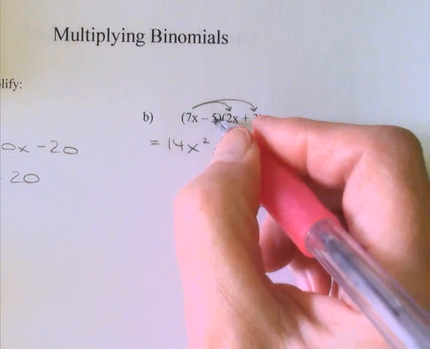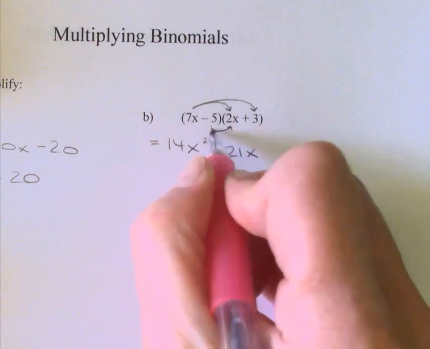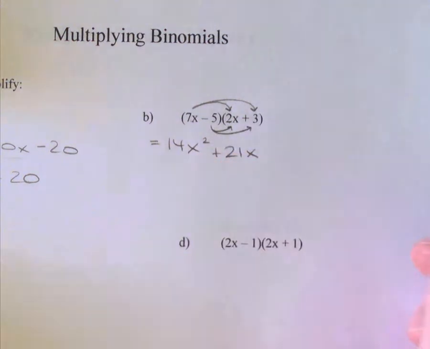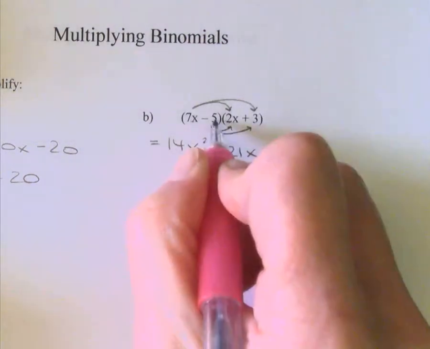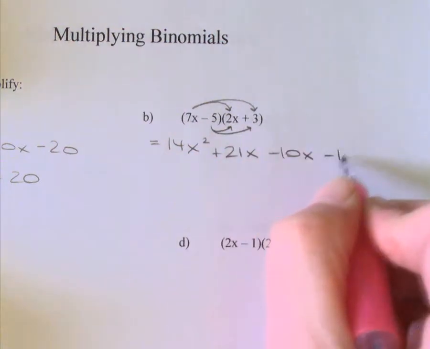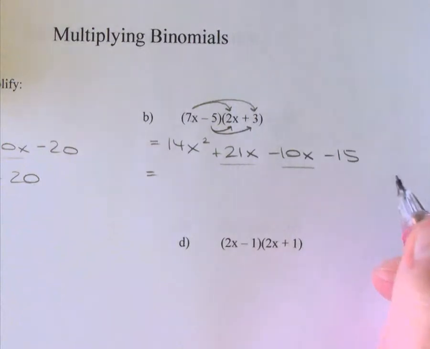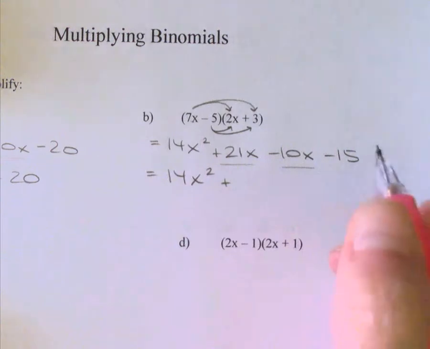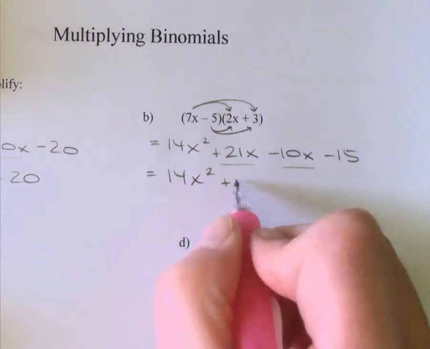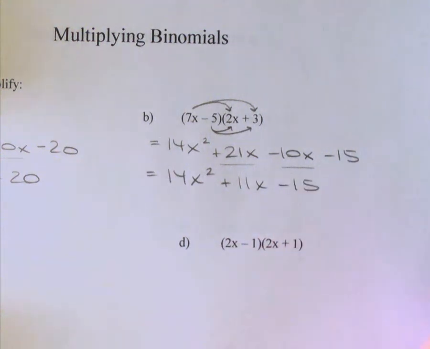The minus 5 needs to now multiply with everything in the second bracket. So I'm going to do minus 5 times 2x and minus 5 times 3. Minus 5 times 2x is minus 10x. Minus 5 times 3 is minus 15. I can add the like terms. So I have 14x squared plus 11x minus 15.